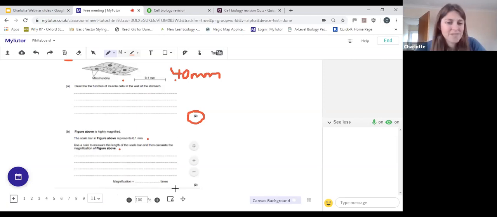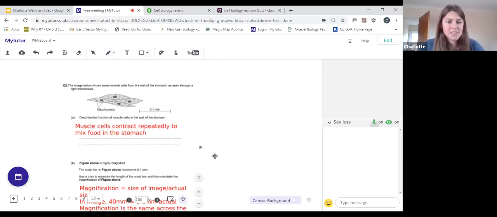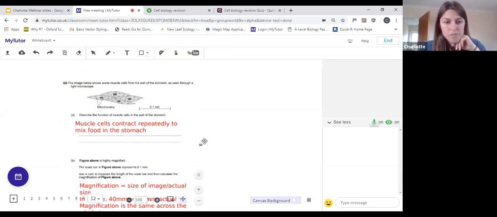Good. Okay, let's have a look. So part A there. The function of muscle cells in the wall of the stomach is to contract repeatedly to mix food in the stomach. So you'd have got one mark for saying that they contract and the other for saying why they contract. So they contract repeatedly in order to mix food in the stomach and help with digestion. So well done those that got that one right.